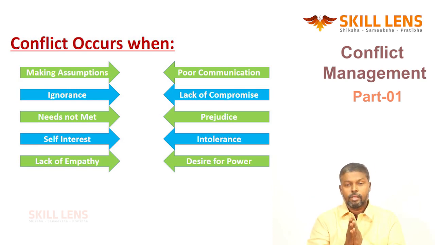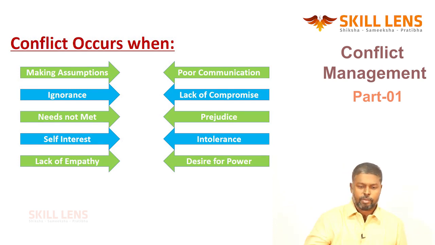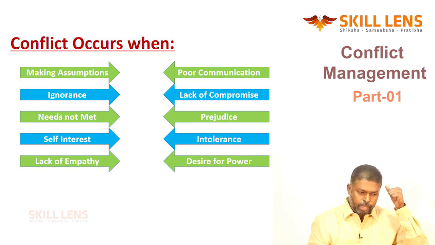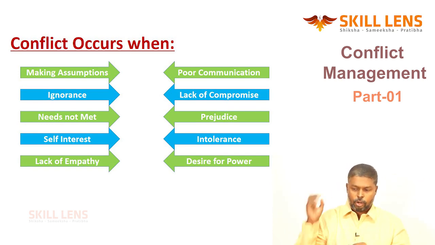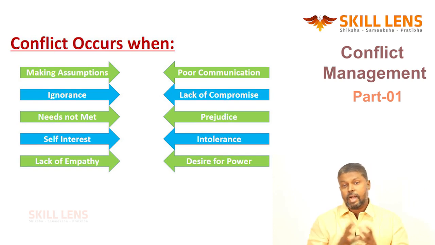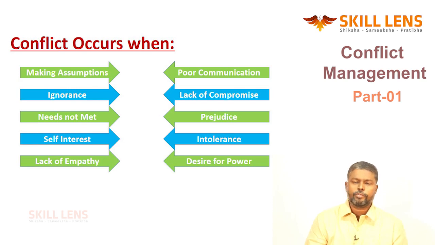This normally is seen in families and married couples. The last one, or one of the most powerful, I should say, is the desire for power. When I have all these things, lack of empathy, I am intolerant, I do not see that the others' needs are met, or I lack compromise, at this juncture, when I have this strong desire for power, obviously there's going to be a lot of conflict that will arise. So we should be careful about how we handle these kinds of situations, and be able to understand that these are the main reasons why conflict occurs.